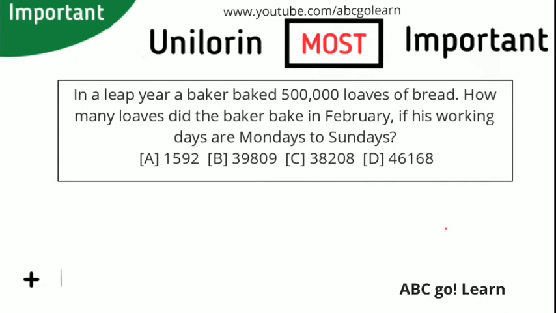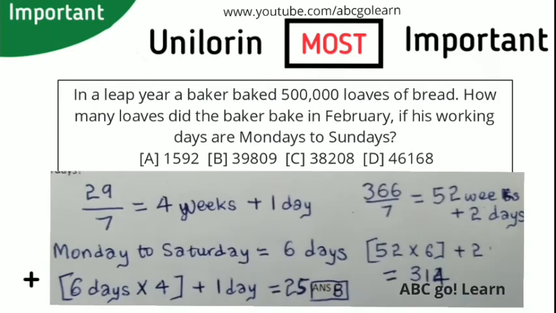Question number 18. In a leap year, a baker baked 500,000 loaves of bread. How many loaves did the baker bake in February if his working days are Mondays to Sundays? A. 1592, B. 39,808, C. 38,208, D.